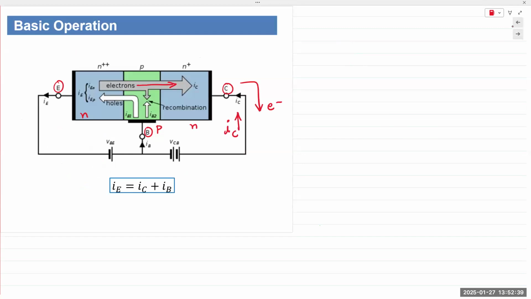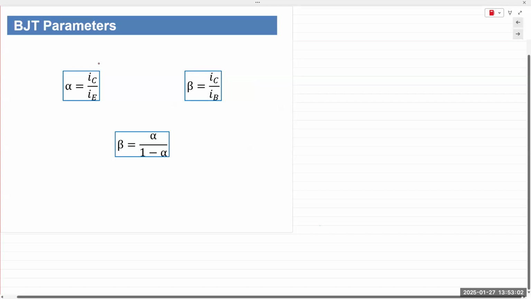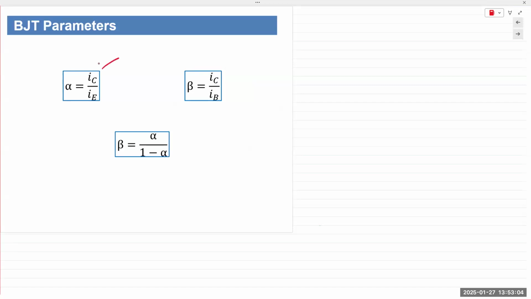Because the base is so thin, IB is typically in the microamps. Thus, IC is almost equal to IE. IC is very close in value to IE, and the ratio of IC to IE is known as alpha, and it's typically 0.99 or even higher.